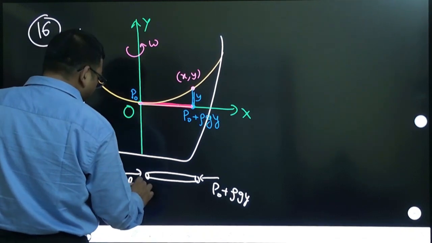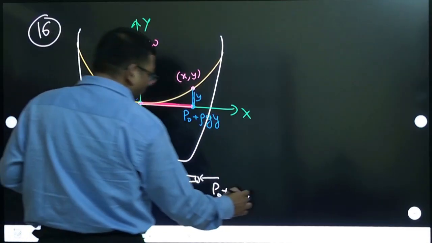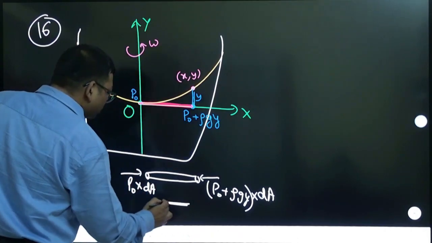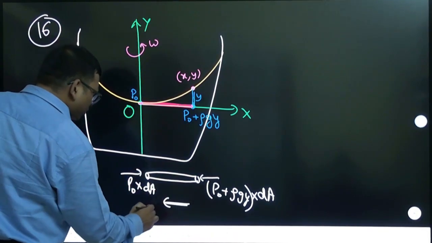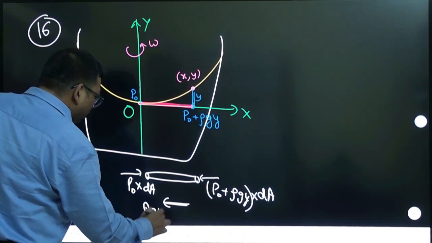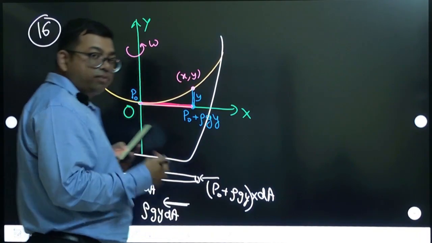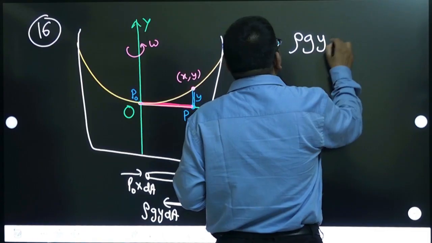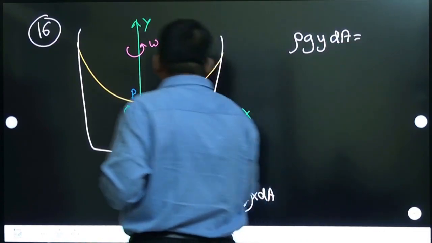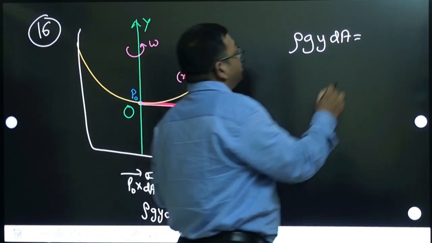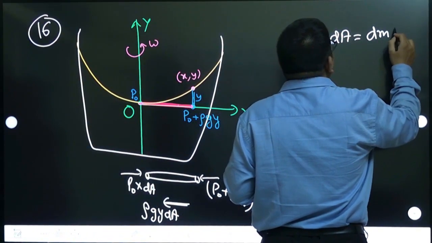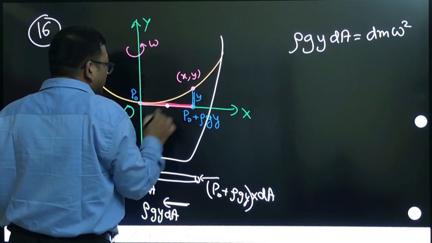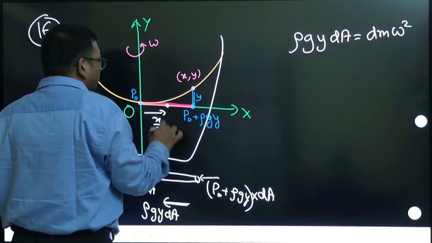If you multiply by the small area dA on both sides, we can calculate a net force in this direction. That net force will be rho gy into dA. This net force will produce the centripetal force. So rho gy dA equals the centripetal force, which is the mass of this element, m omega square into radius. The radius of this element will lie exactly in between, so this radius will be x by 2.